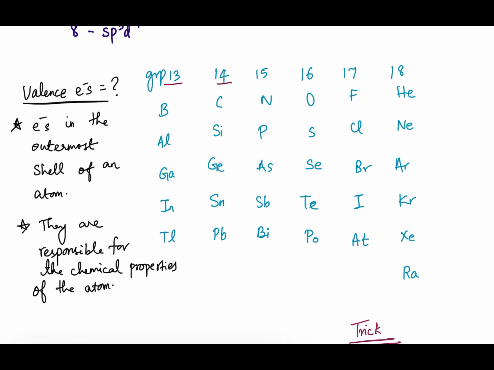First of all, you can see over here group 13, group 14, 15, 16, 17 and 18. Boron, Aluminium, Gallium, Indium, Thallium; Carbon, Silicon, Germanium, Tin, Lead; Nitrogen, Phosphorus, Arsenic, Antimony, Bismuth; Oxygen, Sulphur, Selenium, Tellurium, Polonium; Fluorine, Chlorine, Bromine, Iodine, Astatine; Helium, Neon, Argon, Krypton, Xenon, Radon.